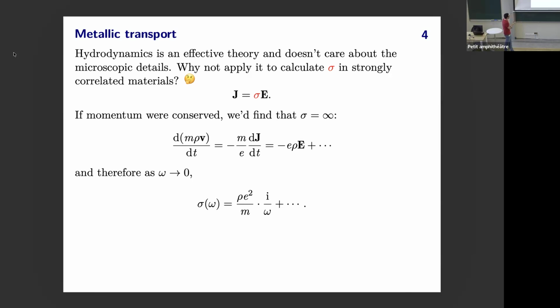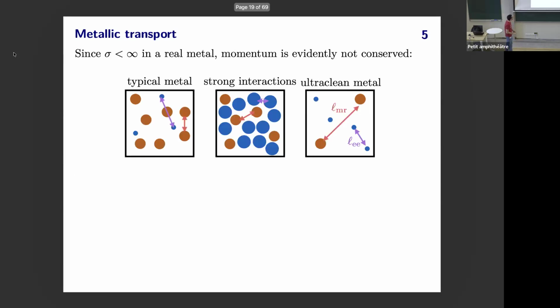Okay. So in particular, the omega to zero limit is kind of sick, and sigma is infinite. All right. This conclusion does not depend on Galilean invariance. I think at least 10 years ago, this was a sort of common misunderstanding. I hope that it's by now changed, but this conclusion only relies on momentum conservation. Okay. So if you ever have momentum conservation, the conductivity is not well defined, at least in the DC limit.